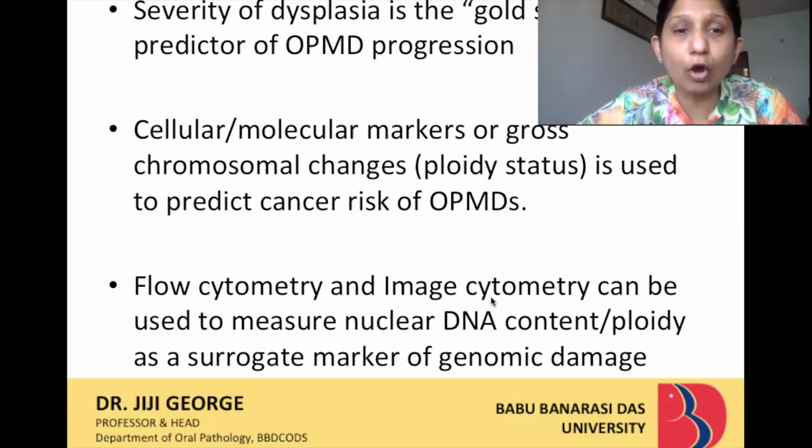So there are cellular or molecular markers or gross chromosomal changes, that is the ploidy status, which can be used to predict the cancer risk of OPMDs. To talk about the ploidy status, we have diploid and aneuploid status. I'll come to that later. To see the ploidy status, we can either do flow cytometry or image cytometry to measure the DNA nuclear content as a surrogate marker of genomic change.